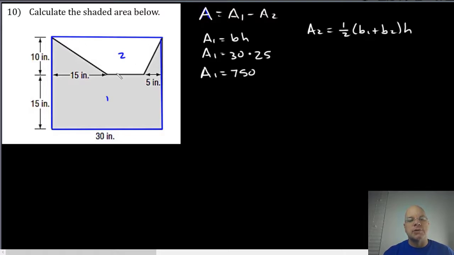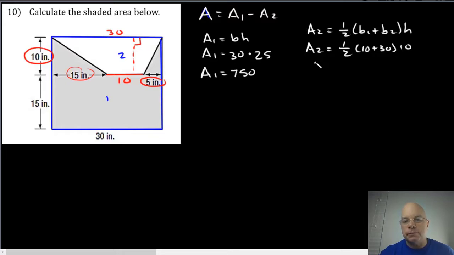The bases are the parallel sides, so base 1 will be this distance right here, and since this is 5 and this is 15, that's 20, but this complete horizontal distance is 30, so this must be 10. This base 2 up here is just 30. It's equal to the same as the base of the large rectangle. The height of the trapezoid, this perpendicular distance here, is given outside here as 10. And so when we substitute those into the trapezoid formula, we have area 2 equals 1/2 of 10 plus 30 multiplied by 10. That's half of 40 multiplied by 10, which is 20 times 10, which is 200.